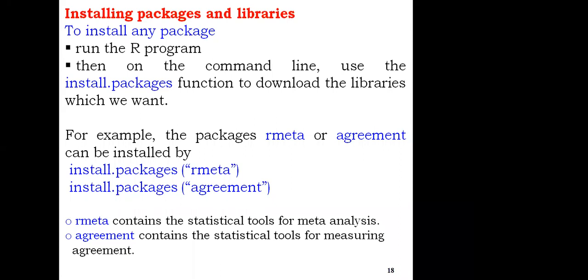To install these two packages, how can we type in our command line? You write install.packages, within the bracket, within inverted commas, you write rmeta. And in case of agreement, you type install.packages, then within the bracket agreement. This is how to install packages in R. You write install.packages, within the bracket whichever package we need.